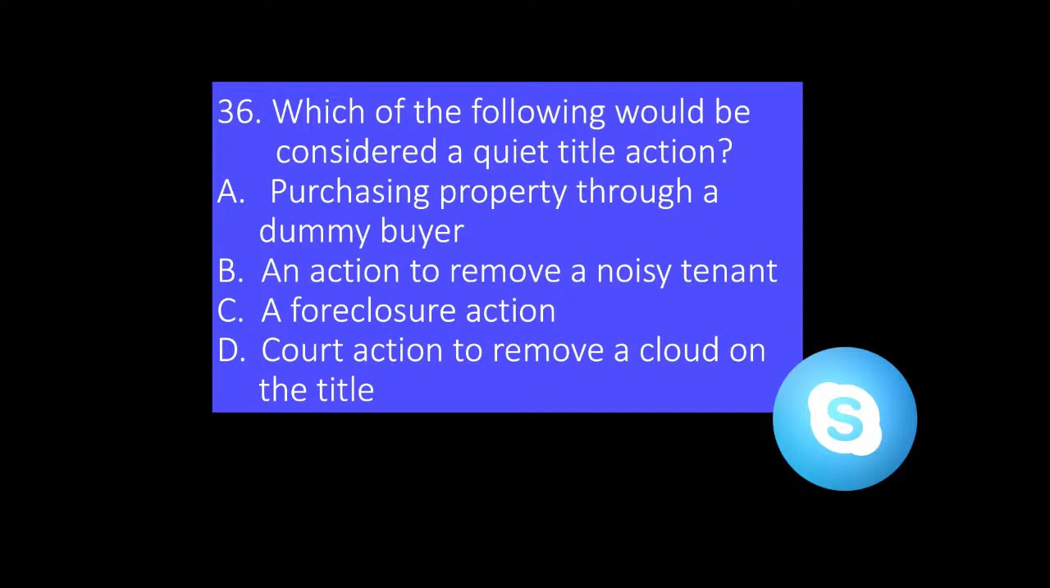Okay, nice try. The correct answer choice is D. A quiet title action is an action to remove a cloud on title. That's what a quiet title is.